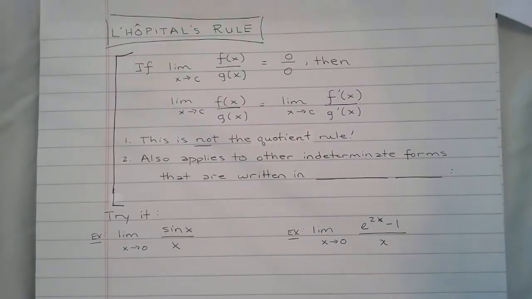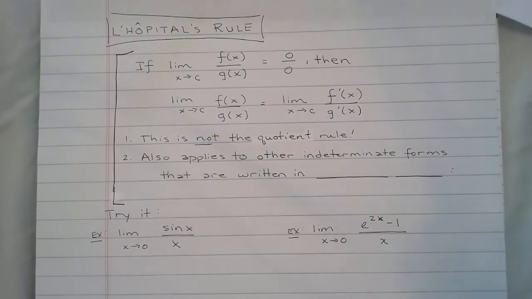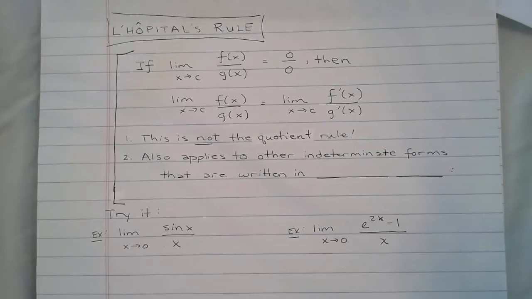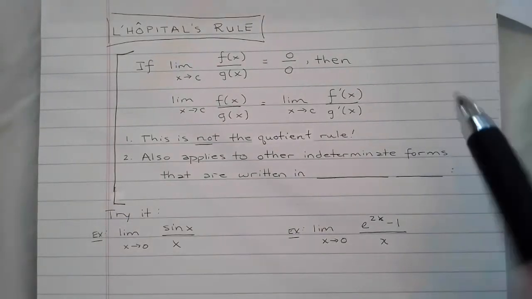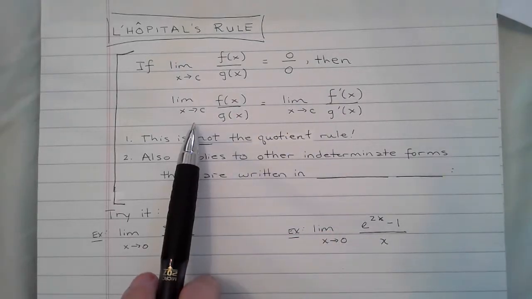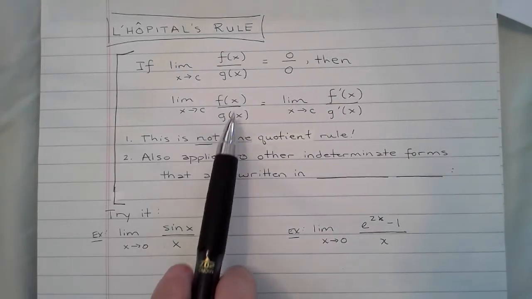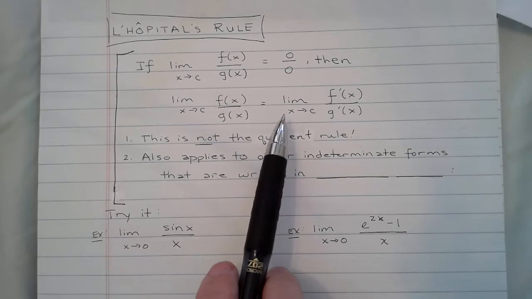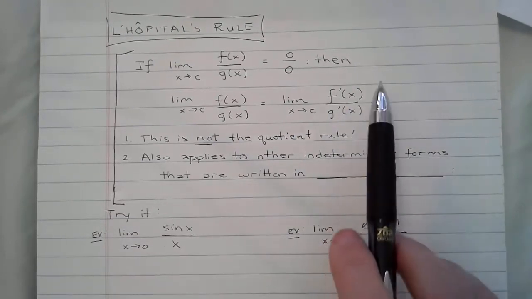So let me introduce you to L'Hopital's rule, and then we will try those two examples again and show how, algebraically, using L'Hopital's rule you can find these limits. Okay, so this is the rule. If you have an indeterminate form of 0 over 0, then this is true. The limit of this quotient would be the same as the limit of the quotient made from the derivatives.